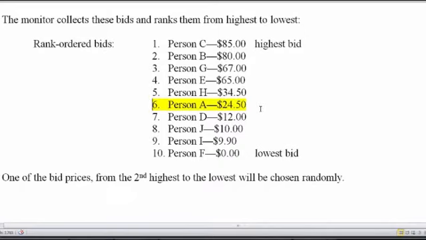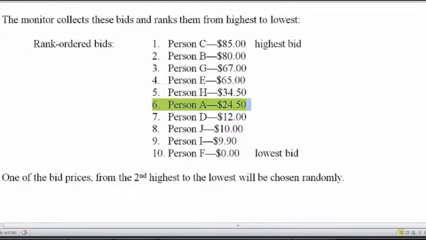All of them, though, they wouldn't pay their own price, right? They bid anywhere from $85 to $34.50. The people who won this wouldn't pay the price that they wrote down. They pay the price that was selected, the 6th highest price, which is $24.50.